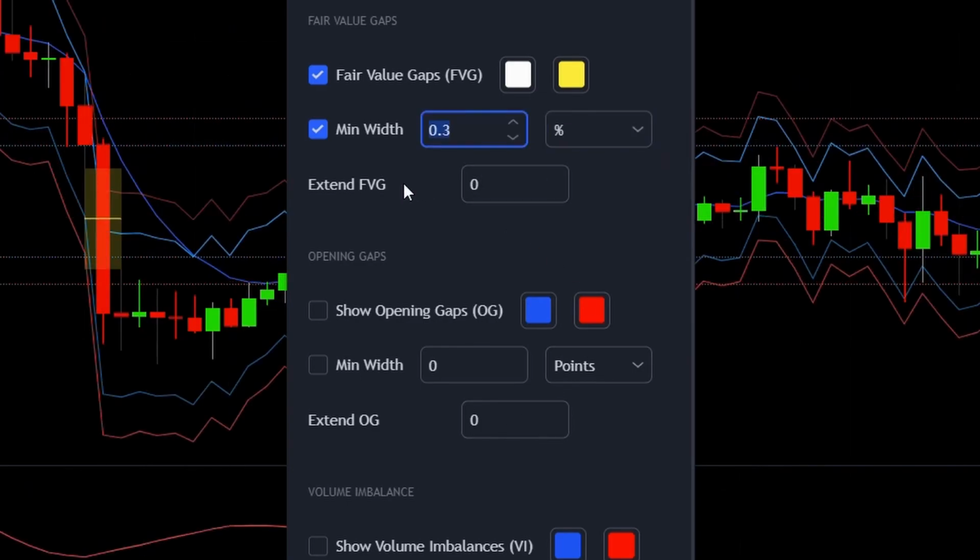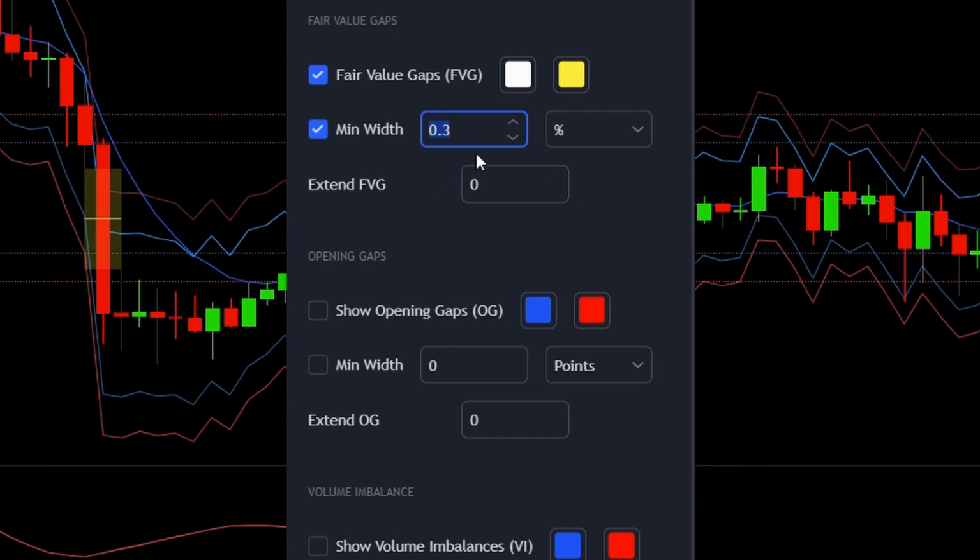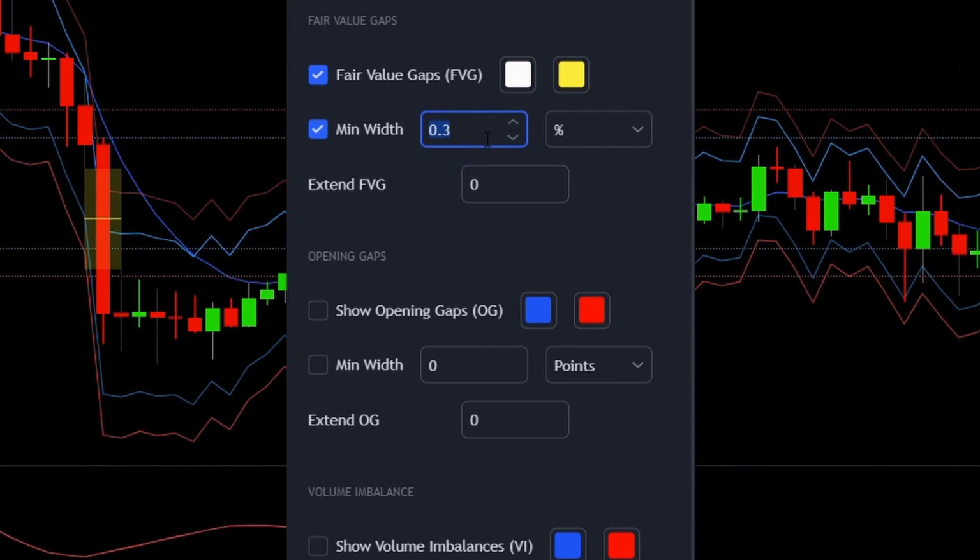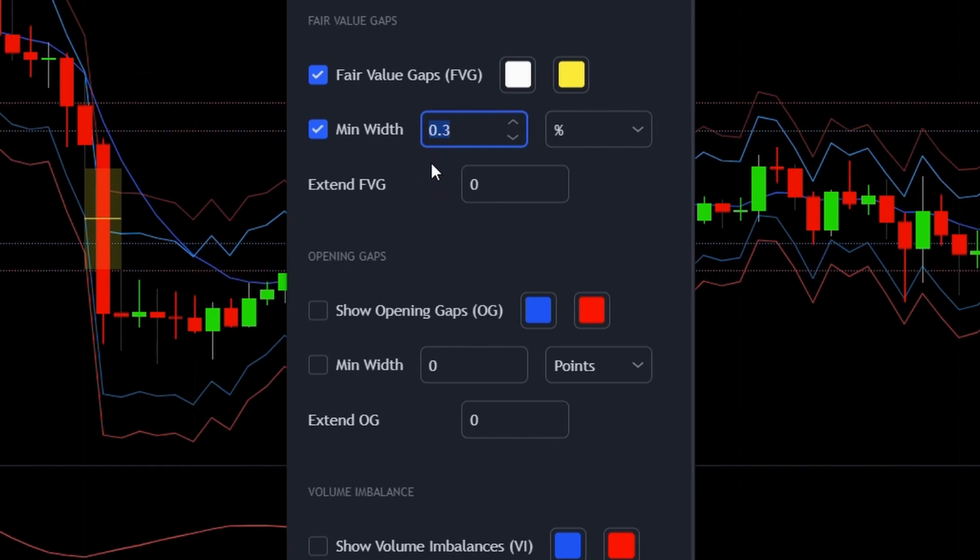Why we needed to do this is because there are some naturally occurring imbalances, but those imbalances are usually very small, less than 0.3%. By giving it a limit of 0.3%, we eliminate those naturally occurring fair value gaps and only leave the ones which are big enough to be considered as price manipulation.